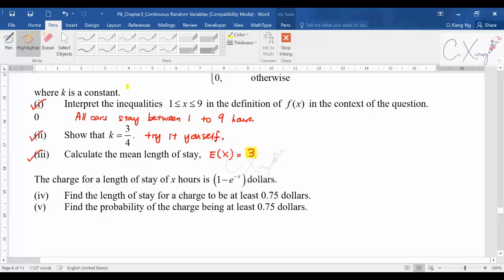Okay, so to me, the first three parts here are not hard. It is very basic. Just the basic integration and then basic concept only. All right, then now we are talking about the next part here.